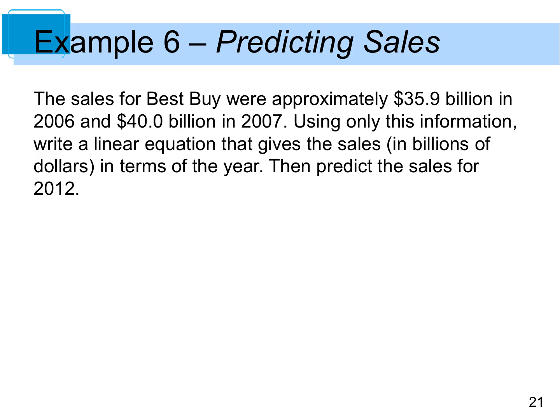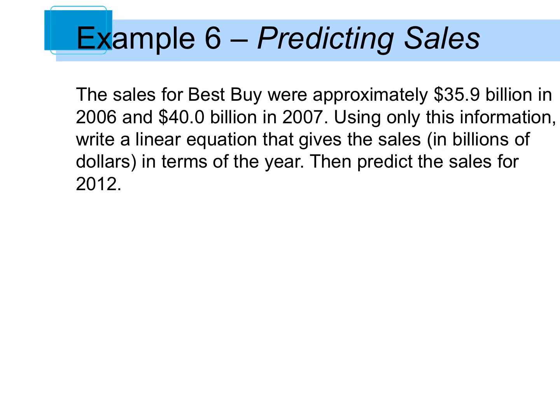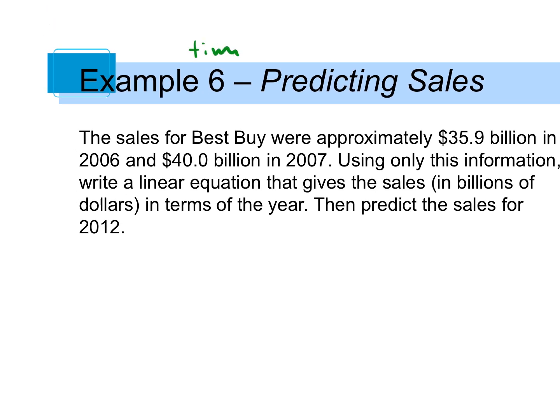All right, in example 6, it says the sales for Best Buy were approximately 35.9 billion in 2006 and 40 billion in 2007. Using only this information, write a linear equation that gives the sales in billions of dollars in terms of the year. Then predict the sales for 2012. So we want to come up with our equation of our line. Anytime we have real life values, time is always going to be our x.